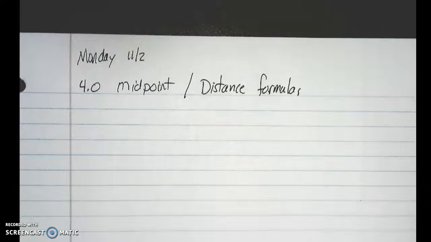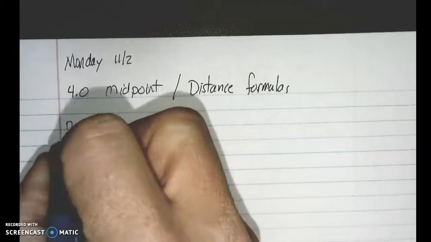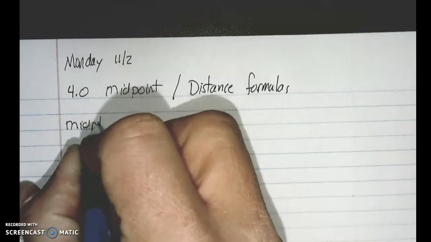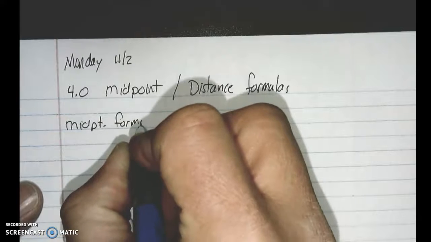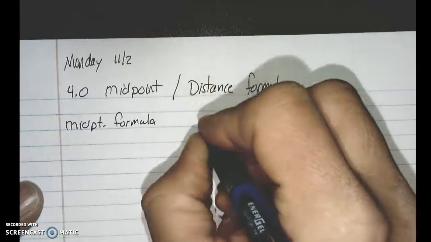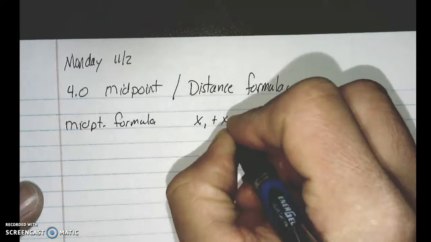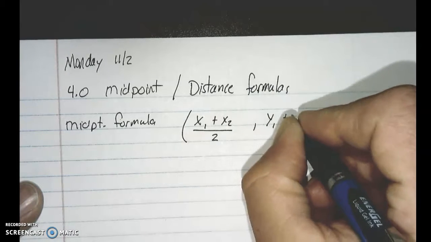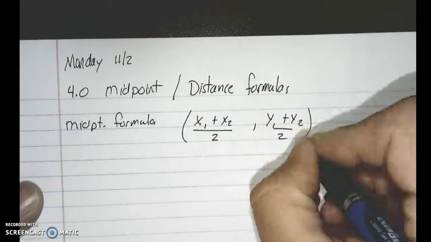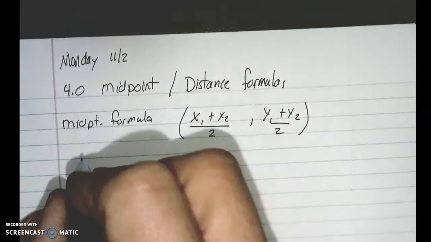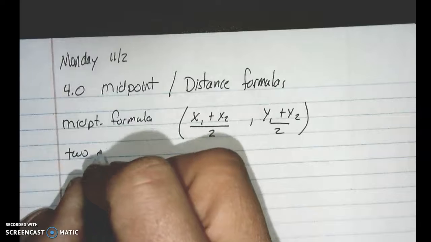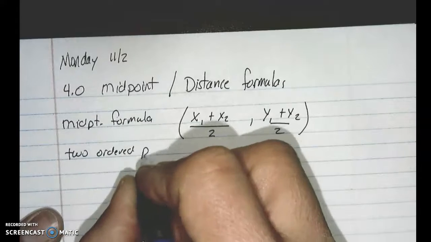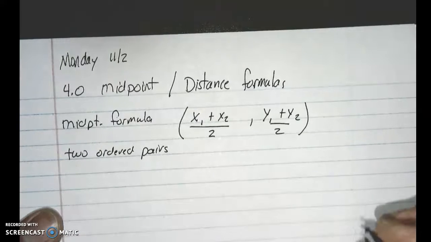Okay, so we are looking at kind of a quick little review. We're doing midpoint and distance formula. So our midpoint formula, maybe you remember it from geometry, is x1 plus x2 divided by 2 and y1 plus y2 divided by 2. So this tells you you need 2 ordered pairs, and you're just finding the middle point.